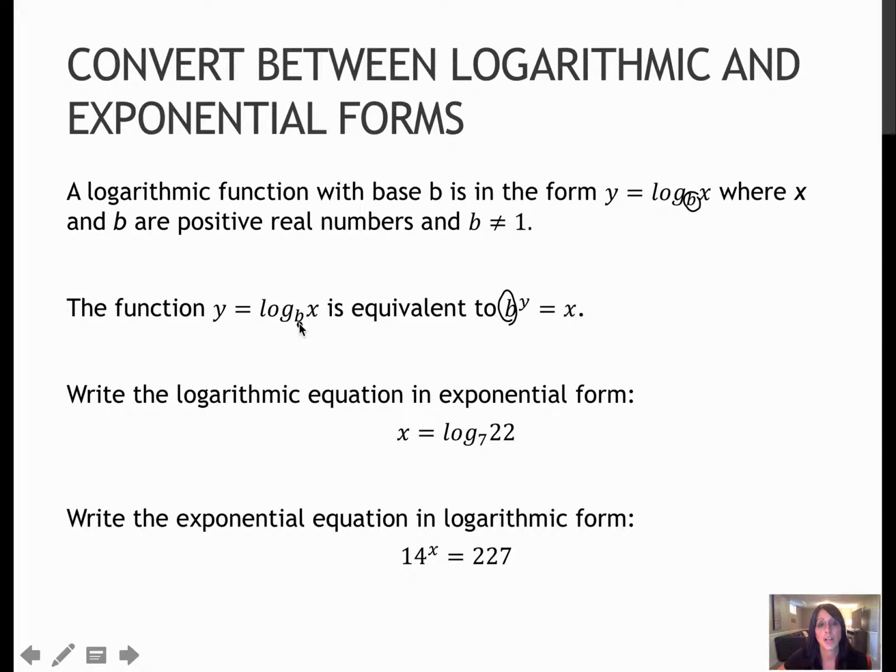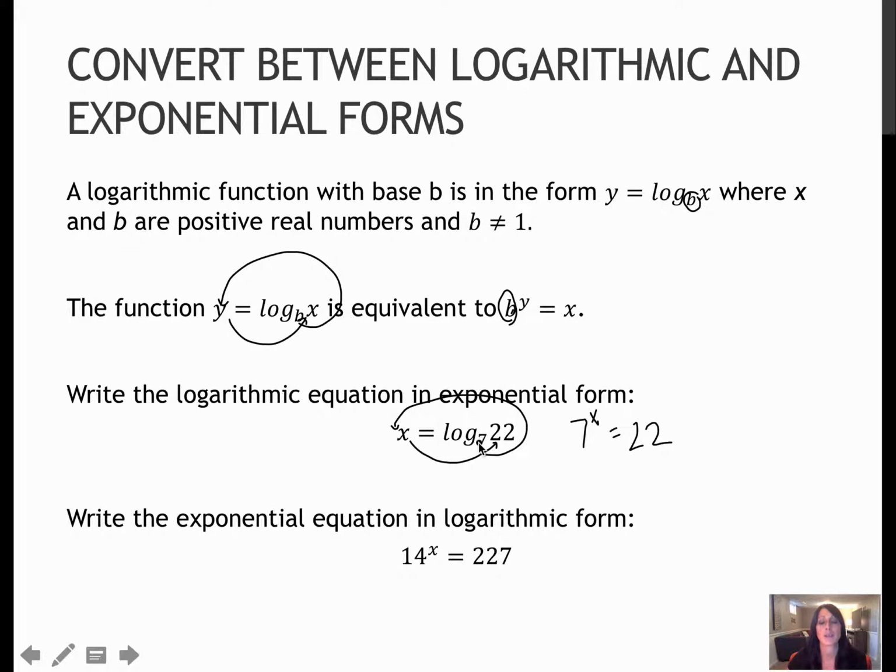I'm going to start at the base and say b to the y equals x. So b to the y equals x is the function. So for instance, from here, I would say 7 to the x equals 22. That's how we go from logarithmic to exponential.